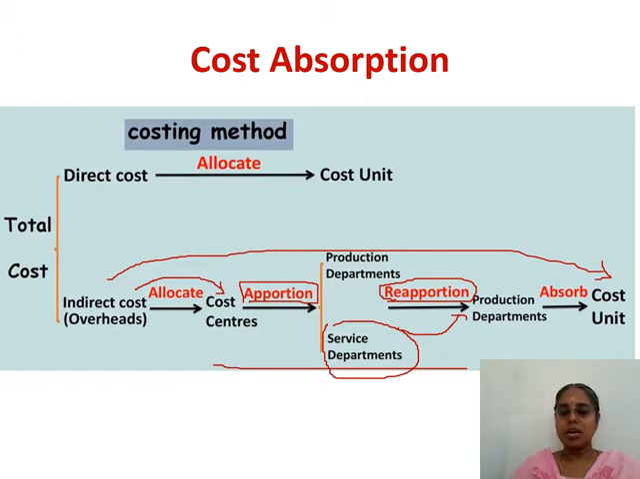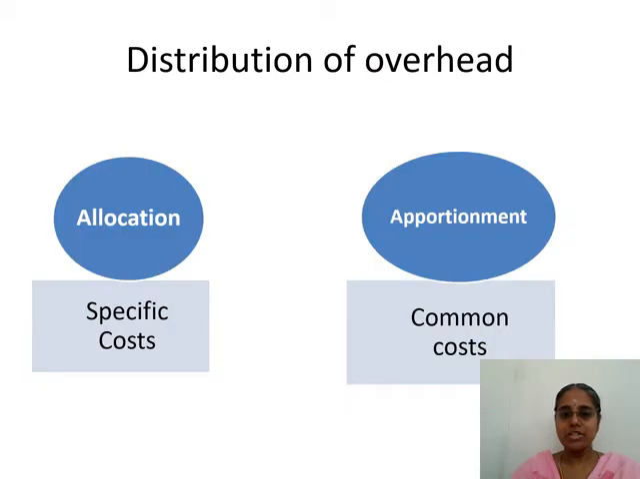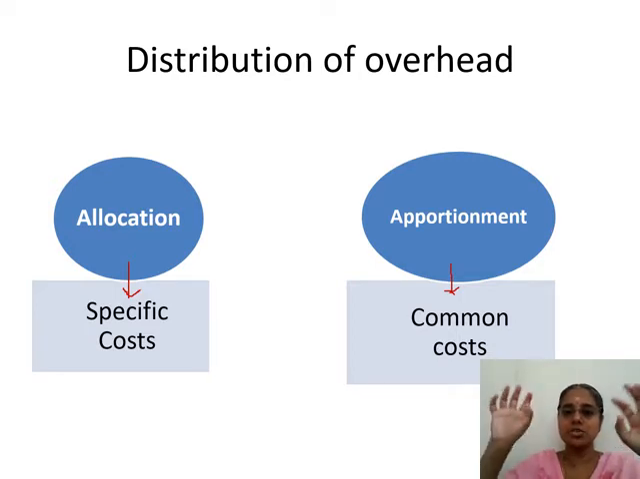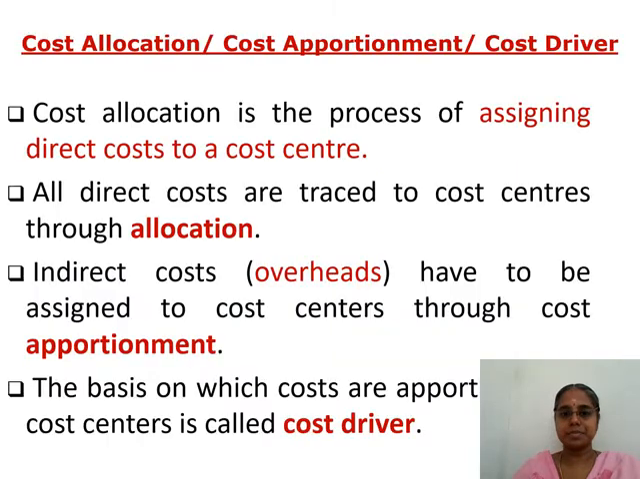Now we have the four new terms: allocation, apportion, reapportion, and absorption. You will better understand these terms when we see the example. So allocation... when the costs are common, when it is overheads, you have to split that into various portions and assign them to the various production departments or various products that are produced in the production department.